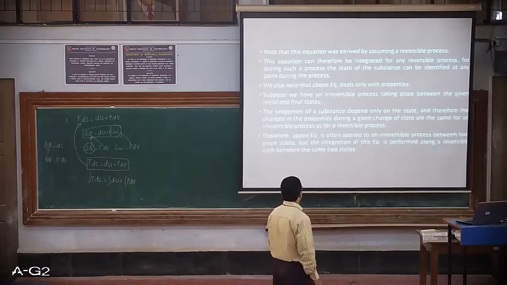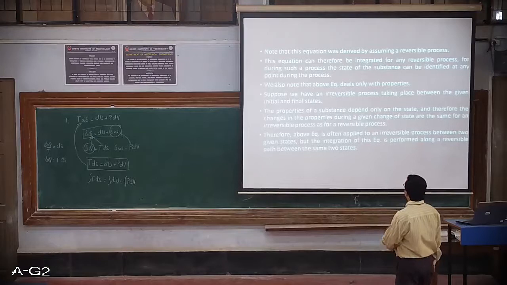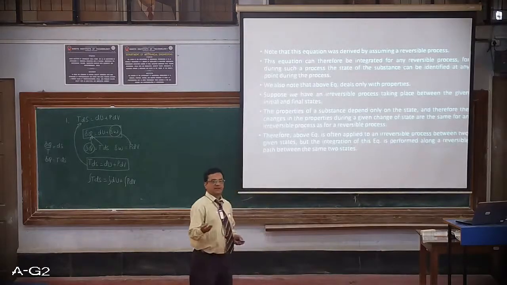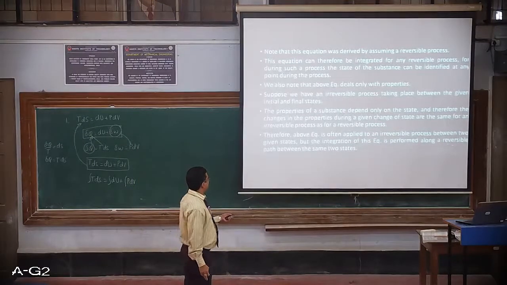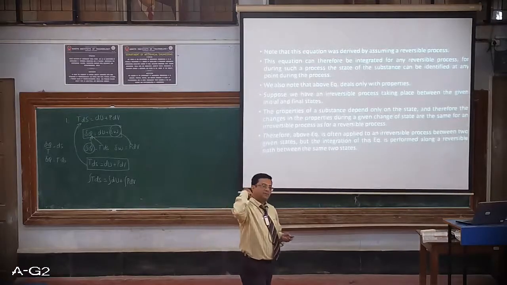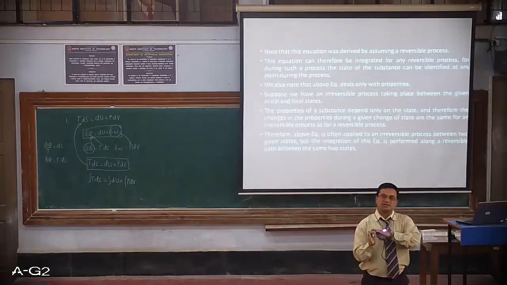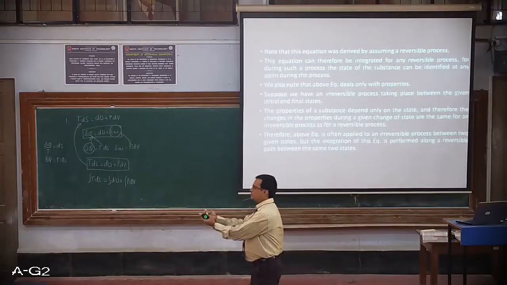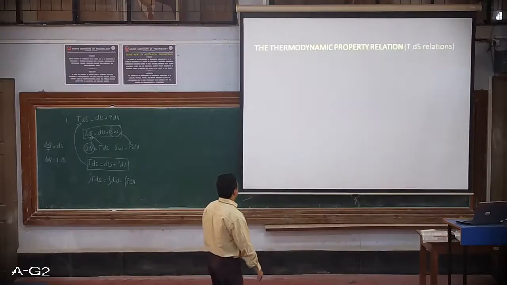Finally, therefore, the above equation, that is TdS equal to dU plus PdV, is often applied to an irreversible process between two given states, and hence we can integrate it. But the integration of this equation is performed along a reversible path between the same two states, because it is stated in the entropy equation that the integral is only for a reversible process. Since it doesn't reflect much on the irreversible process, we can take the reversible process, integrate it, and equate it to the irreversible process.